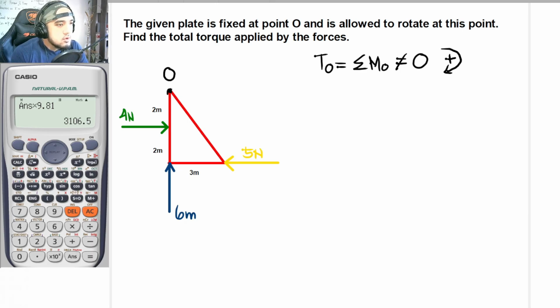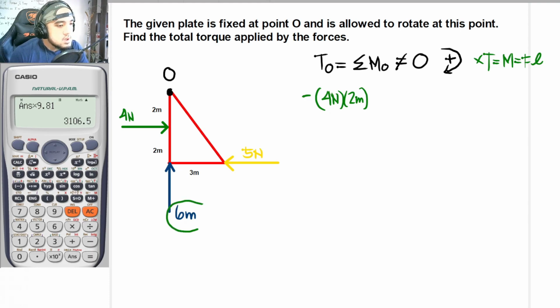So with that, if this is our point O and this is the force that we are considering, the tendency of the 4 Newton force is to rotate point O in a counterclockwise direction. Thus, this should be negative. So once again, torque is equal to moment and it is also equal to force times lever arm. Our lever arm here is 2 meters. So negative 4 newtons times 2 meters. So there. Okay, what about for this 6 newton force here?